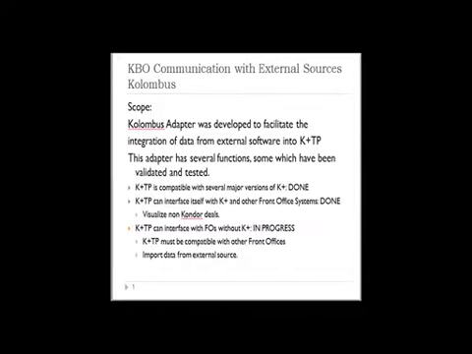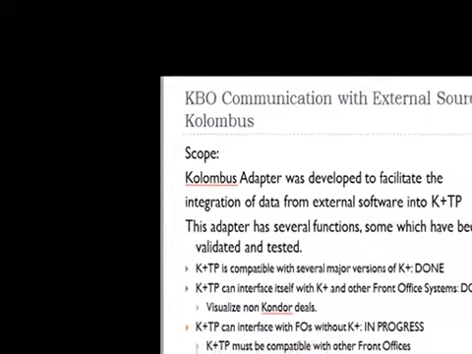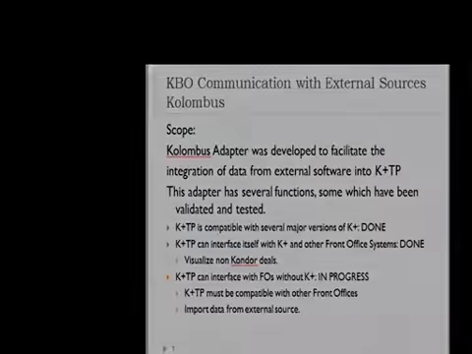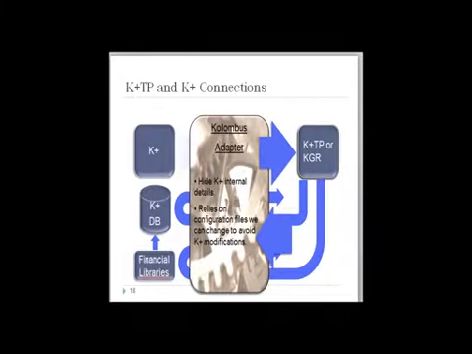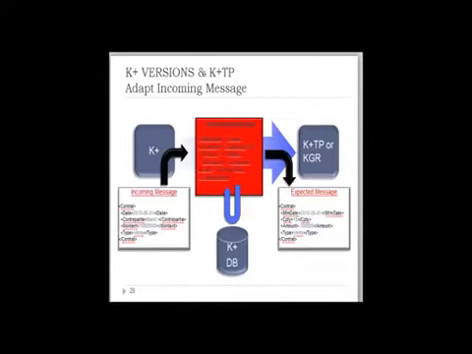The first goal of Columbus is to make K+TP compatible with several major versions of K+. This means that we are no longer obligated to have a corresponding version between K+ and K+TP. The idea is to facilitate the installation of K+TP in sites where clients have older or different versions of K+.